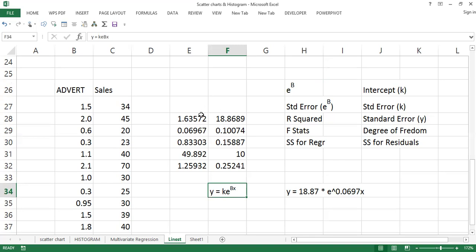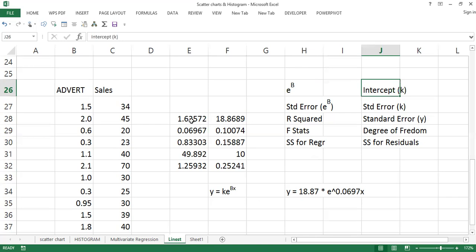Wait, how did you get this 0 point something? Standard error. No. We are supposed to focus on this. This and this is what you use to form your equation. This one you are saying now is the slope, something like the slope, the coefficient of x. This is the intercept.